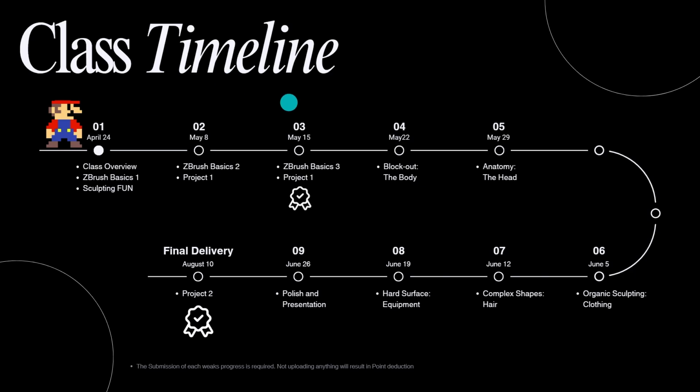On the second and third session, we will start with our very first small project. We will learn more and more tools and implement them while hearing about them, so that you can start off with your main challenge on the fourth session, and we will continue this main challenge, this main character, until the end of class. The time until then is split into different topics, for example, how to block out stuff, anatomy, clothing, hair, equipment, rendering, and then the final delivery is in August.